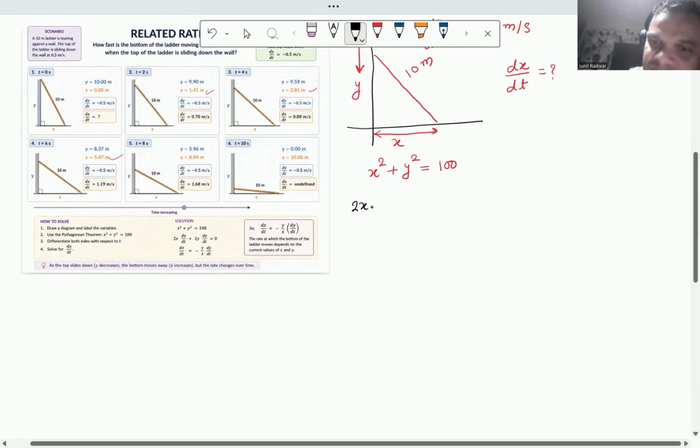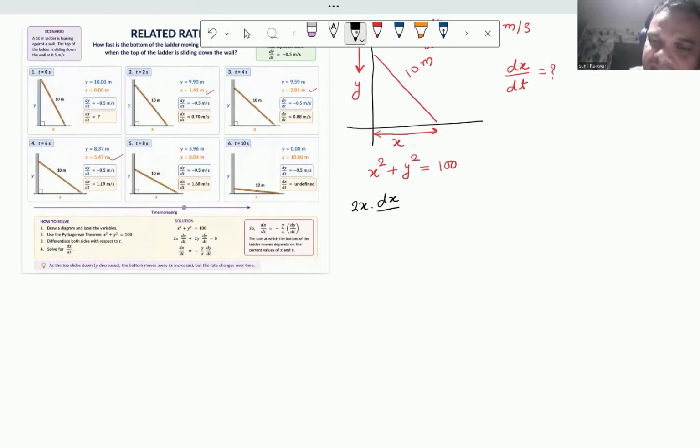So you will get 2x dx over dt plus 2y dy over dt is equal to the derivative of 100, which is 0. 100 is a constant, so its derivative is 0 with respect to t. Now you want to find dx over dt, so you can rearrange this equation. You can write it this way: dx over dt is equal to negative y over x dy over dt.